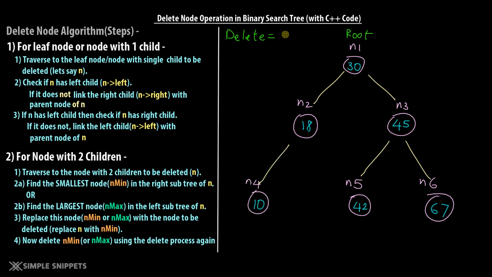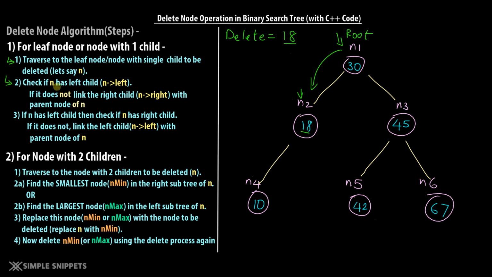Okay, so now let's say you want to delete a node with the value 18, which is n2, and n2 is a node with a single child. So again, the same algorithm is going to be applicable. Step 1 says traverse to the node which is supposed to be deleted, and let's call it n. So you'll start from root node, you'll compare 18 to 30, 18 is less, so you'll go to n2, you'll get a match over here, and now you'll go to step 2.